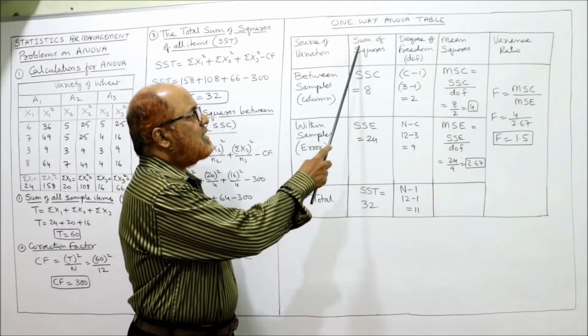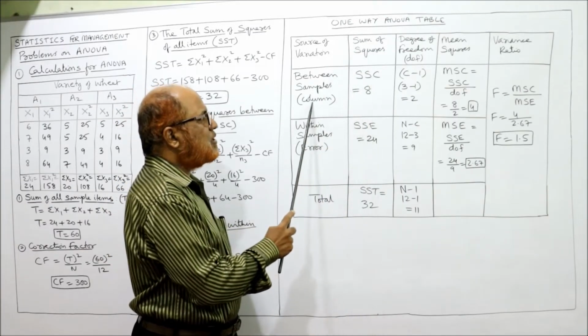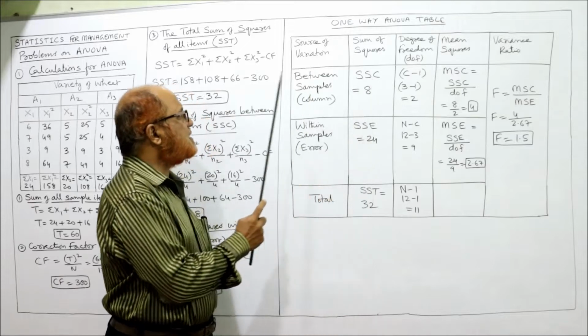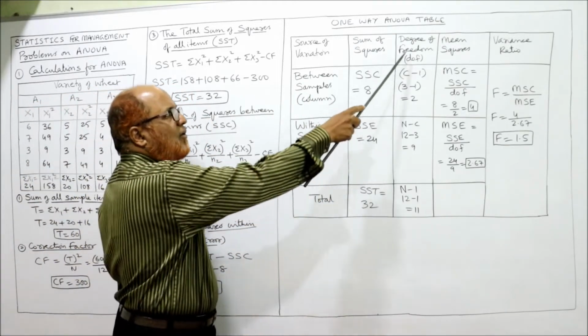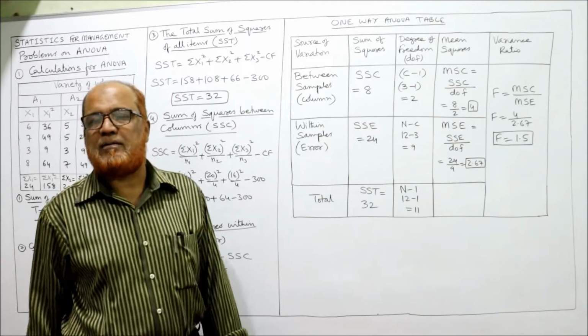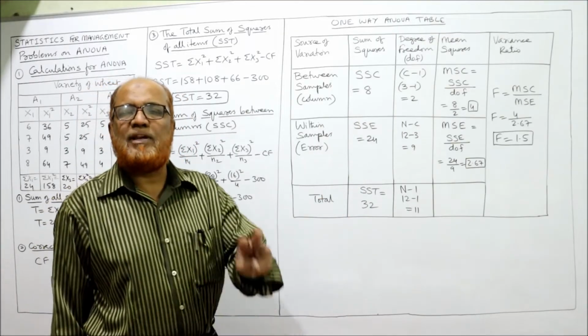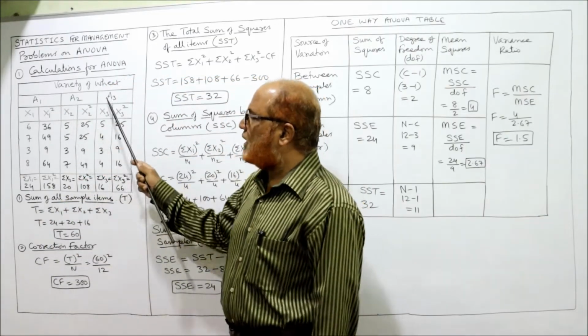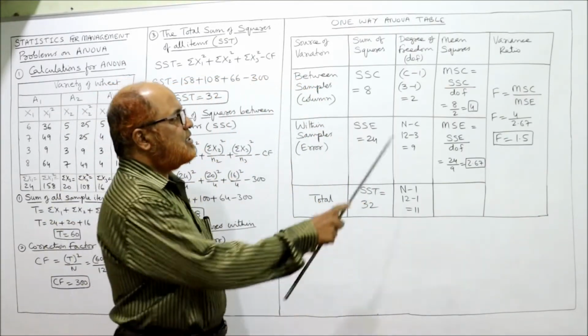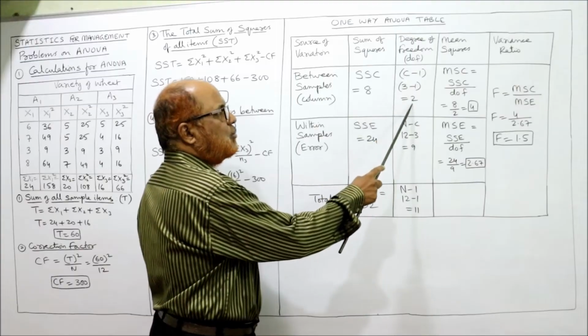SSC, sum of squares between columns, because it is columns. How much is SSC you have calculated here? 8. Degree of freedom, C minus 1. C stands for columns. How many columns do we have? 3 columns, 3 samples, A1, A2, A3. So C is equal to 3. 3 minus 1 is 2.